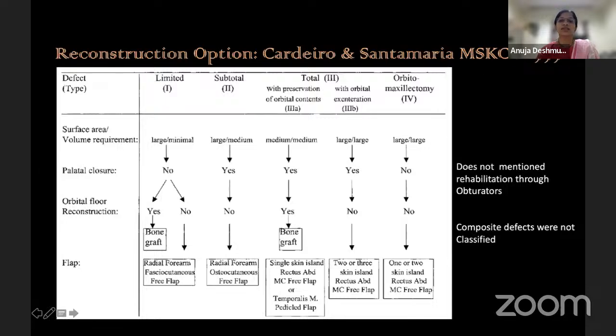This classification basically gives the reconstruction options. For the limited ones, they consider the fibula free flap or a bone graft. In the subtotal type, they again consider the osteocutaneous free flap. In the total defects, that is 3A and 3B, they consider the bone graft and the rectus abdominis myocutaneous free flap or a temporalis pedicle flap. For a larger defect, they consider the skin island rectus abdominis free flap.